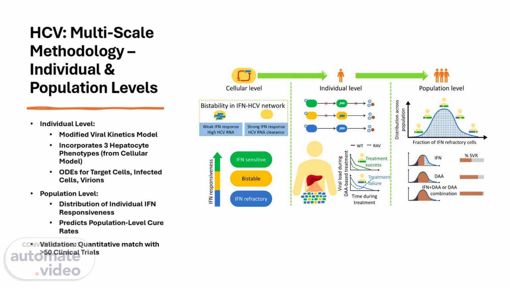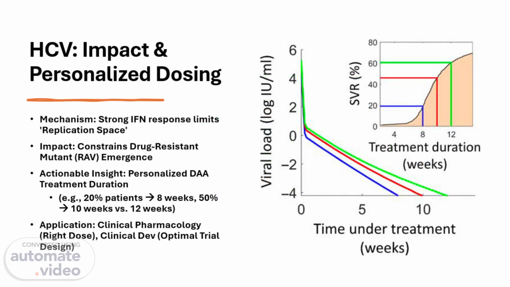At the population level, the model accounted for the distribution of individual IFN responsiveness, allowing us to predict population-level cure rates. Crucially, this multi-scale model achieved quantitative validation by matching data from over 50 clinical trials, demonstrating its robust predictive power across different scales. The HCV multi-scale model yielded significant impact and actionable insights for personalized dosing.